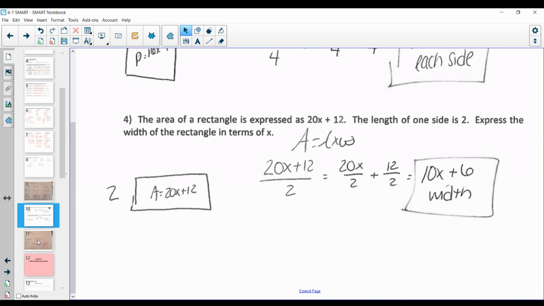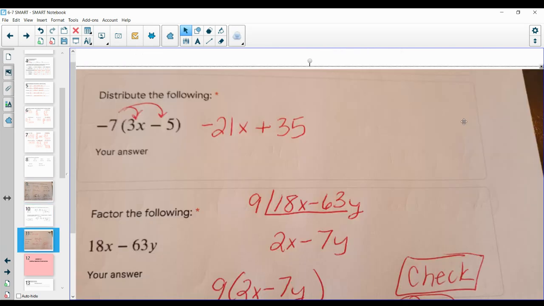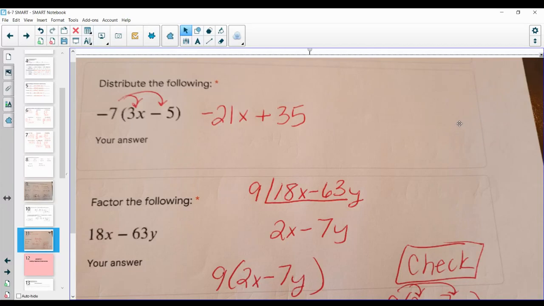All right. And then the last thing I want to go over is that exit ticket. All right, so here's my work written out. Be careful. So with the distributive property, the majority of you guys got this right, so nice job. Remember, it's negative 7 times both terms. So negative 7 times 3x is negative 21x. And then remember, a negative times a negative is a positive. A lot of people got that part wrong. So negative 7 times negative 5 is positive 35.